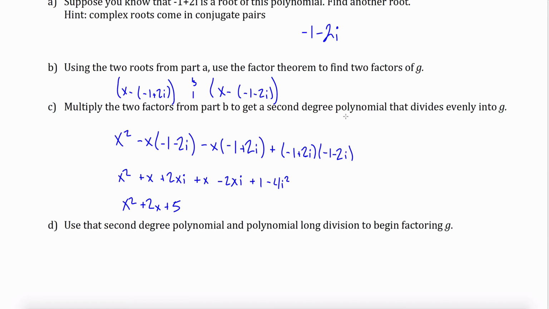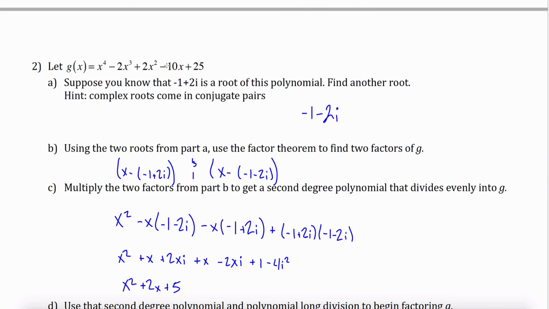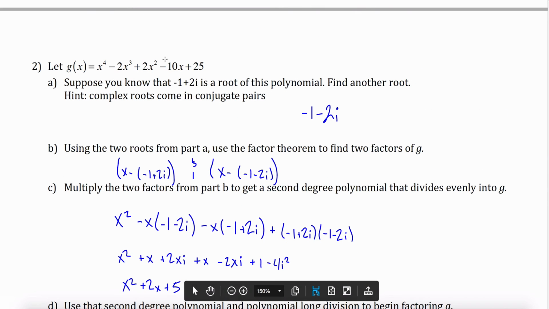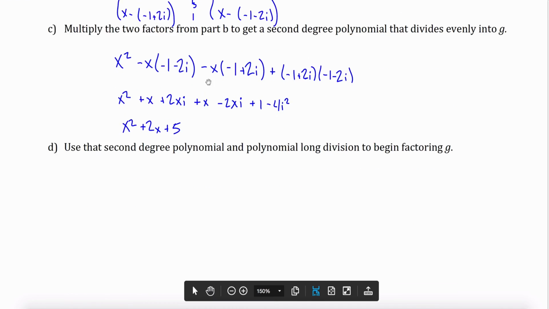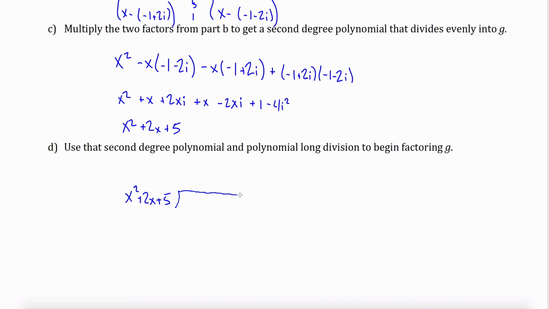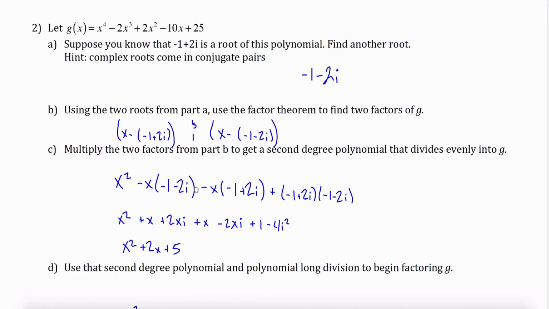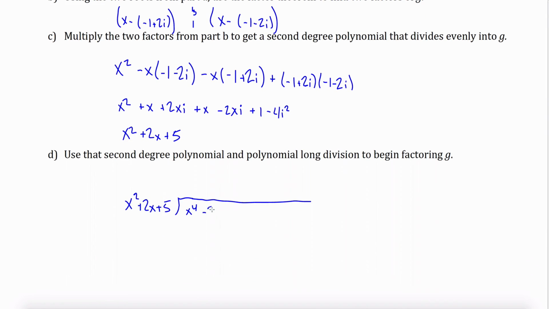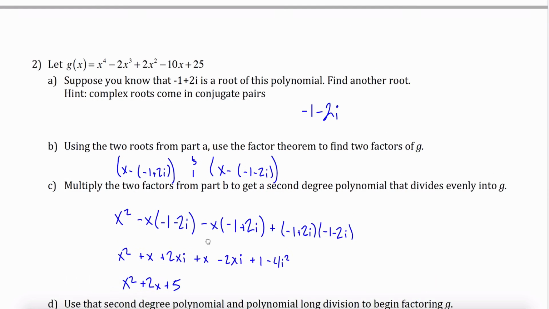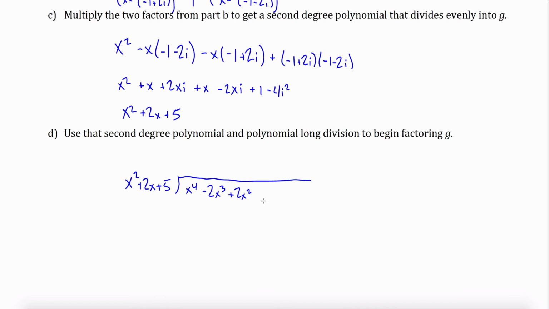So what I just came up with is a second degree polynomial that evenly divides this guy. This divides into this. So what that means is I can do polynomial long division. I can take x squared plus 2x plus 5 and divide it into my original polynomial, which is x to the 4th minus 2x cubed plus 2x squared minus 10x plus 25.